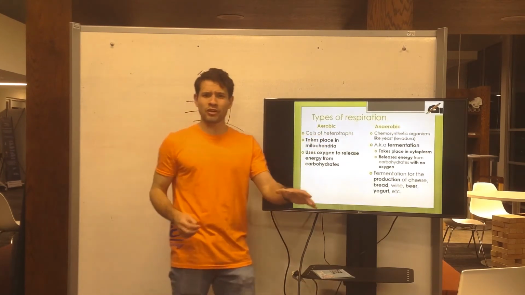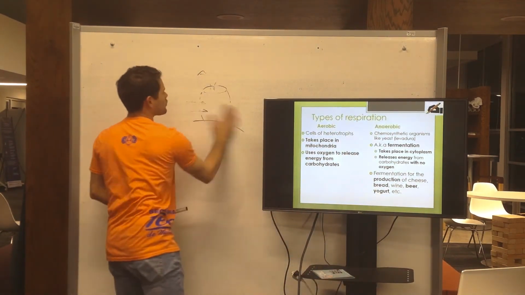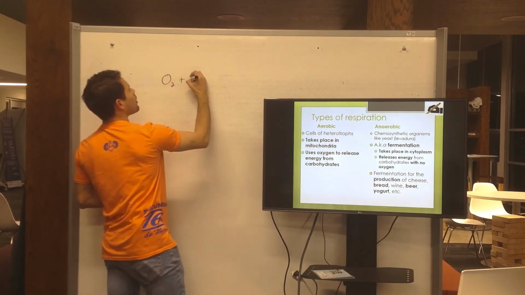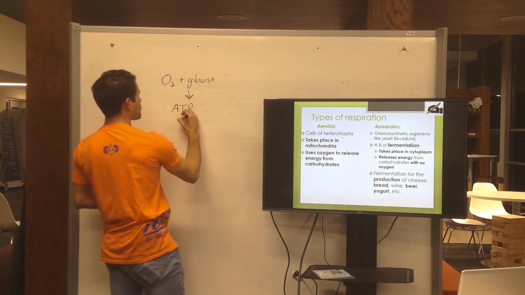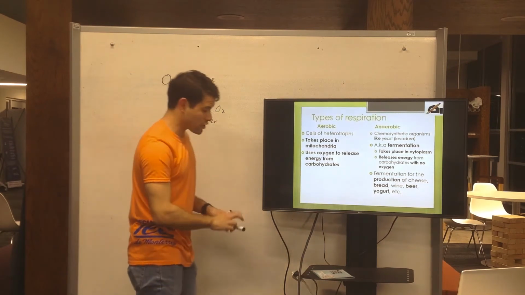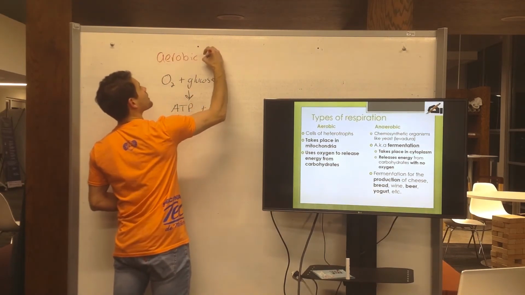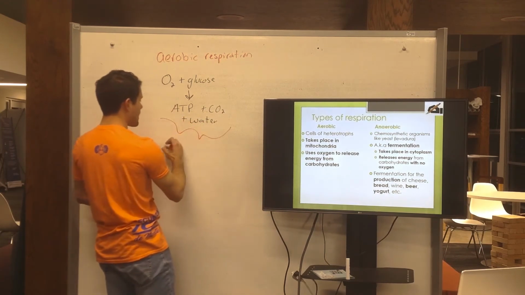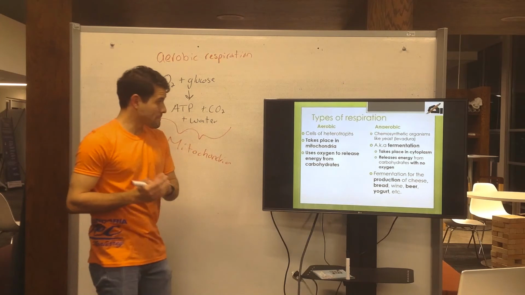We mentioned the respiration equation before. If you remember the equation for respiration, we will have oxygen plus glucose, and this will produce ATP, it will produce carbon dioxide, and it will produce water. Now, this equation, this respiration, is called aerobic respiration, and it takes place in the mitochondria. Okay? Is that clear? That's aerobic respiration.